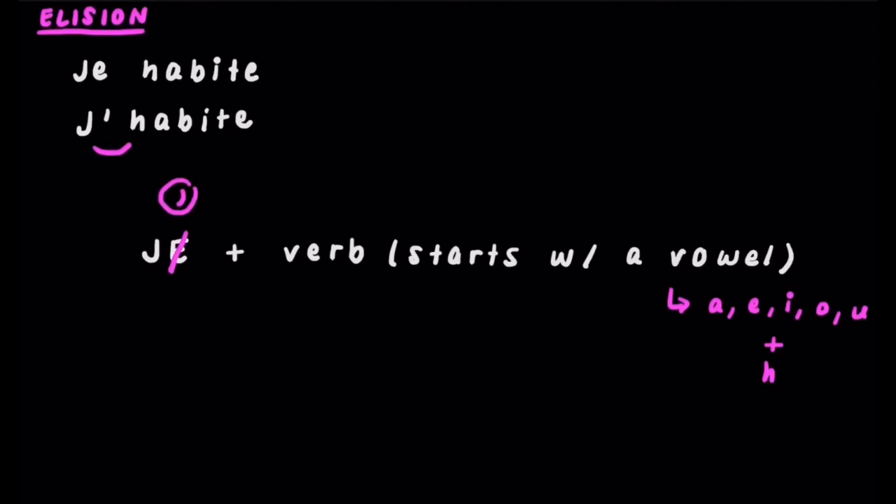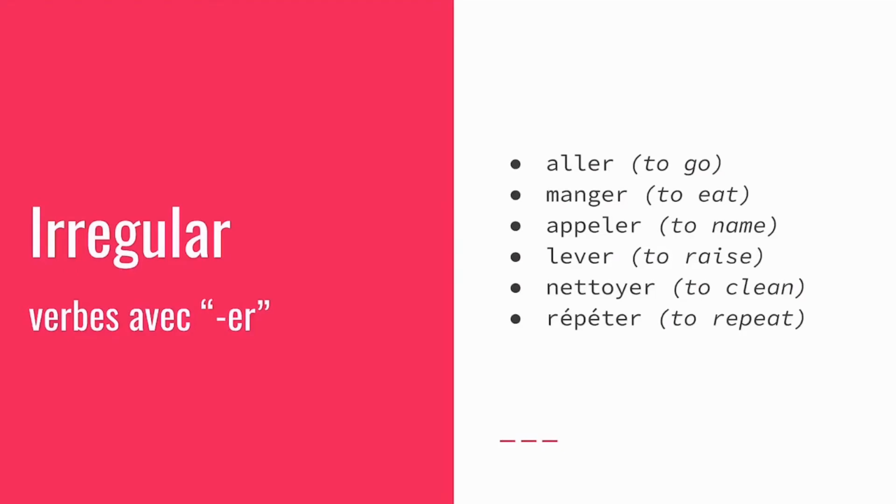Keep in mind that elision only happens to je when conjugating in the present tense. More elision will happen in the future, but we'll get to that soon. Now let's look at the irregular ER verbs. They're irregular because they aren't conjugated like the other verbs. They are conjugated uniquely.